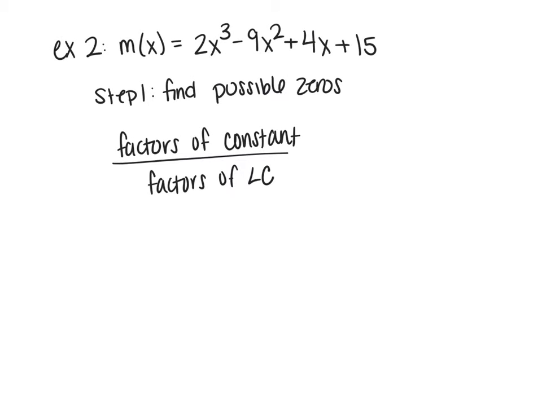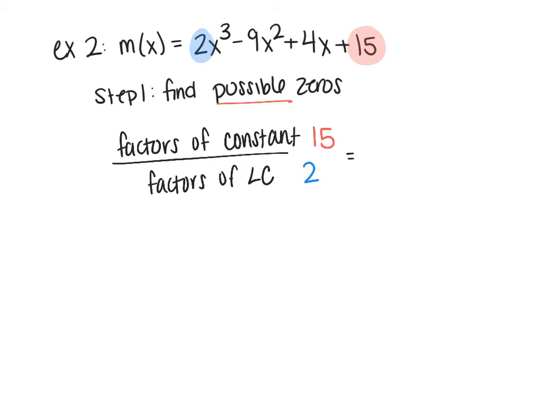So here's my second example, 2x cubed minus 9x squared plus 4x plus 15. It asks for the possible zeros, which tells me that I'm doing my theorem. It says the factors of the constant over the factors of the leading coefficient. So I'm going to have the factors of 15 over the factors of 2.